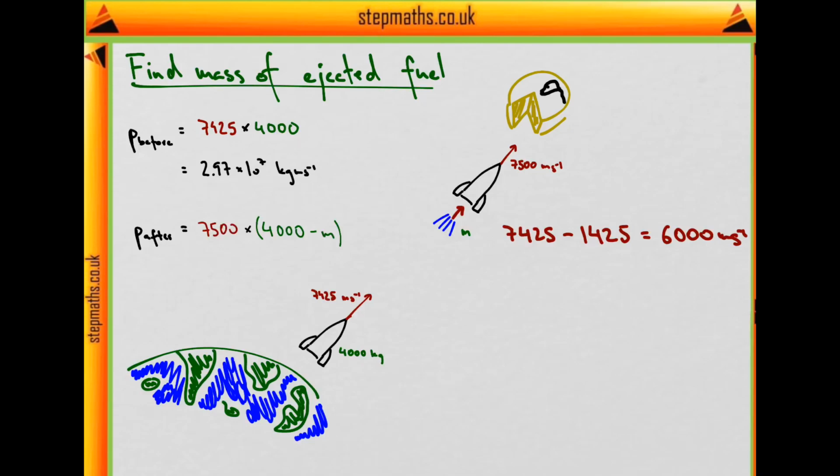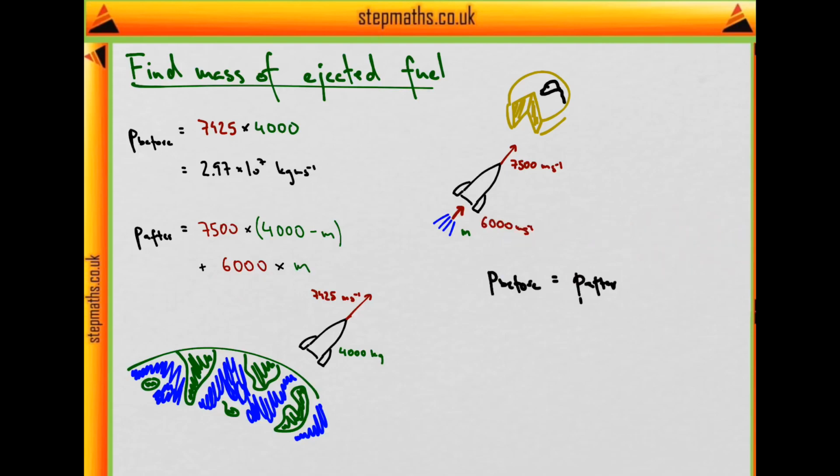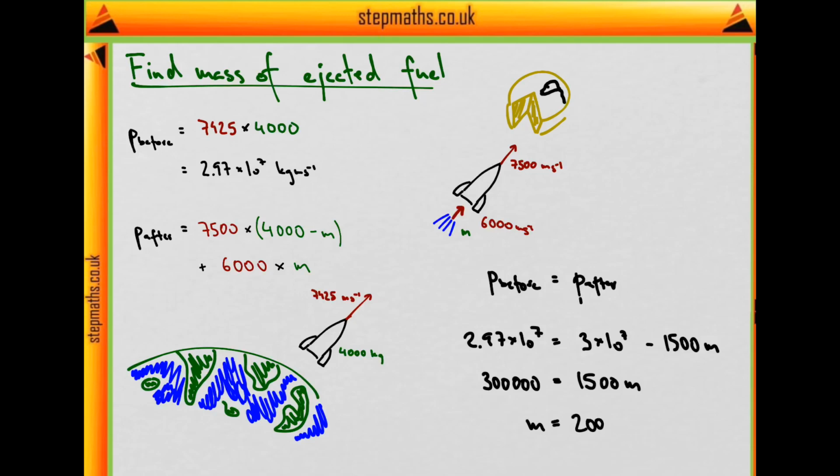So now the momentum of just the rocket after the burst is its new speed times new mass, which is 4,000, minus mass m, which now it has ejected, plus 6,000, the speed of the fuel in our stationary frame, times the mass m. And now finally comes the time when we can set the two momenta equal to one another by conservation of momentum, which when you distribute these brackets here, gives us a linear equation in m, which after rearrangement gives us 300,000 equals 1,500 m, and so the mass of the ejected fuel must be 200 kilograms.